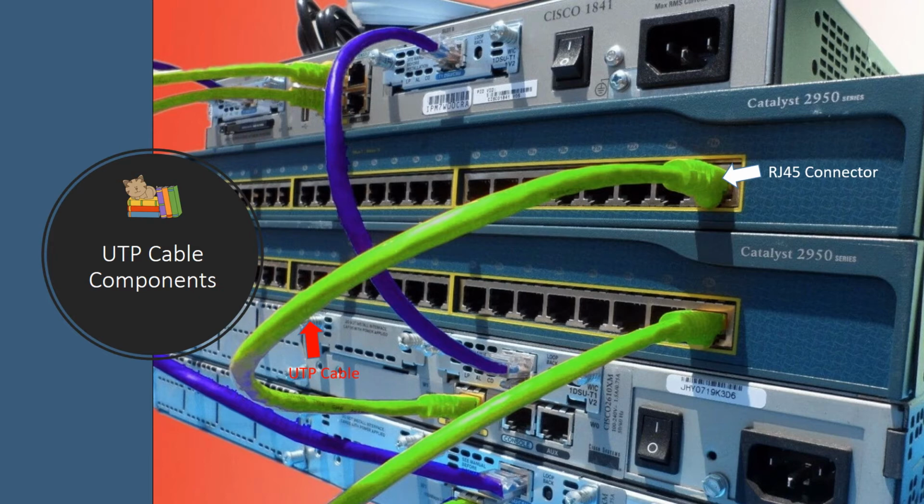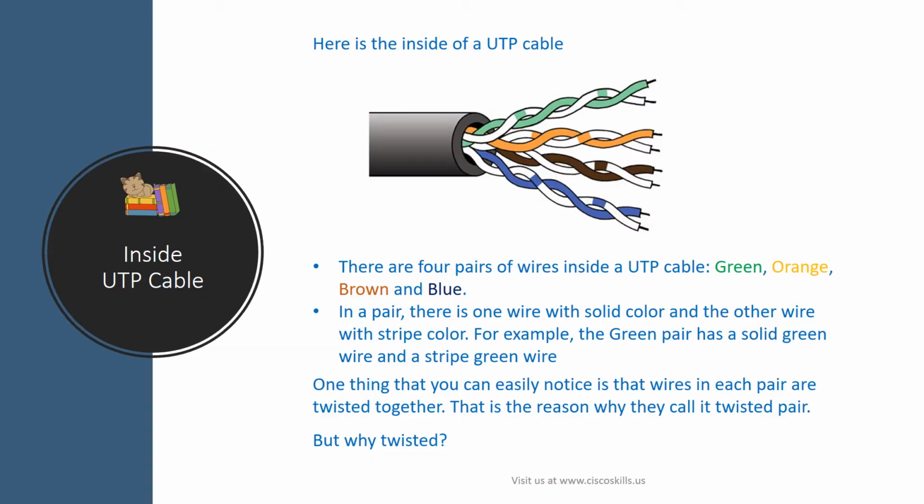Now, let's answer an important question. Why is UTP cable so popular in a local area network? As you can see, each network device nowadays usually comes with a built-in RJ45 Ethernet port where we can use UTP cable to plug in to connect those devices. That makes UTP cable so popular, and it has become an essential part of the local area network.